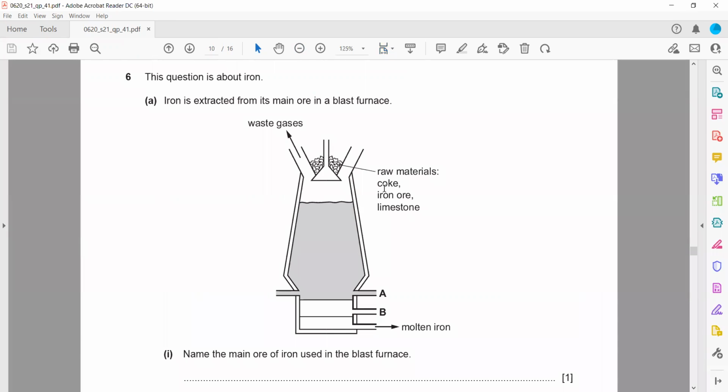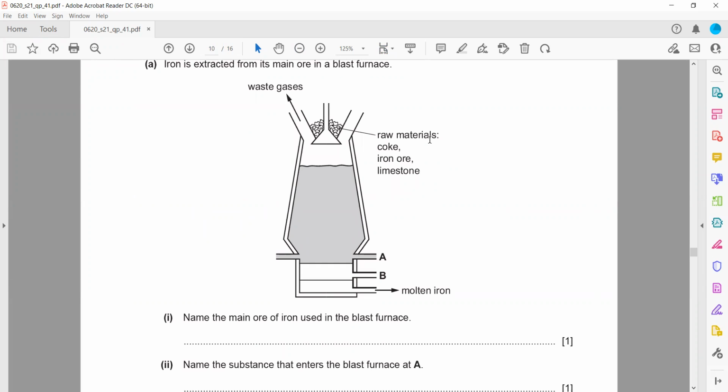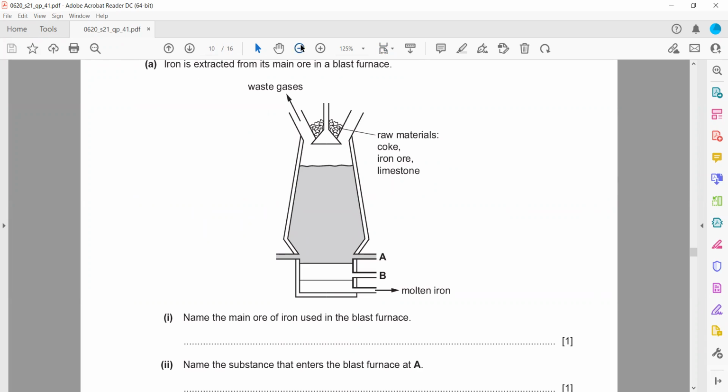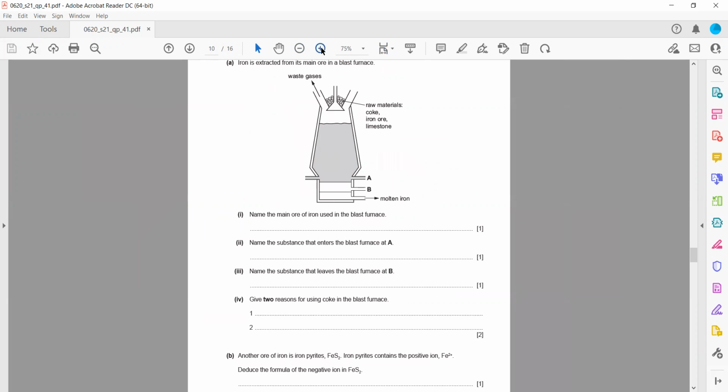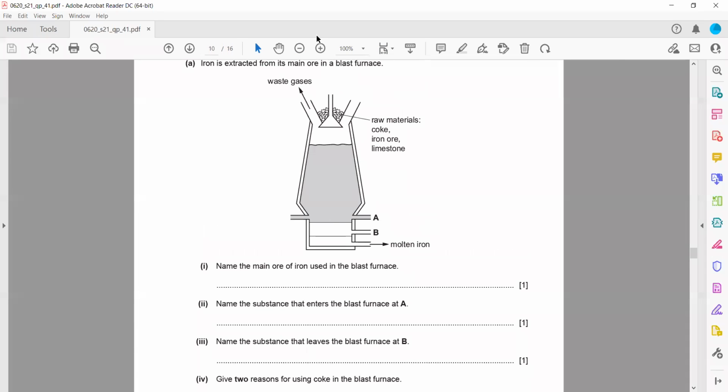The discussion is about the extraction of iron, whose main ore is hematite. We use raw materials: coke, iron ore, limestone, A, B, and molten iron is removed. Name the ore of iron used in the blast furnace. So what is the name given to the ore of iron? That is hematite. The ore of zinc is zinc blende, aluminum is bauxite, and iron is hematite.